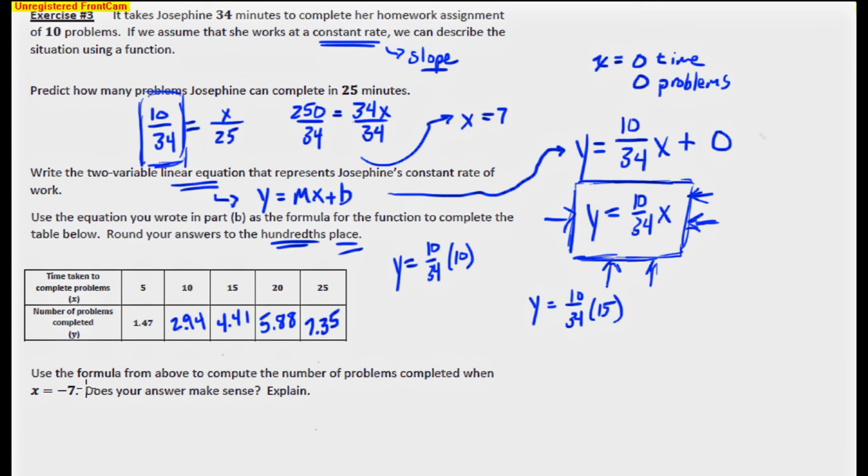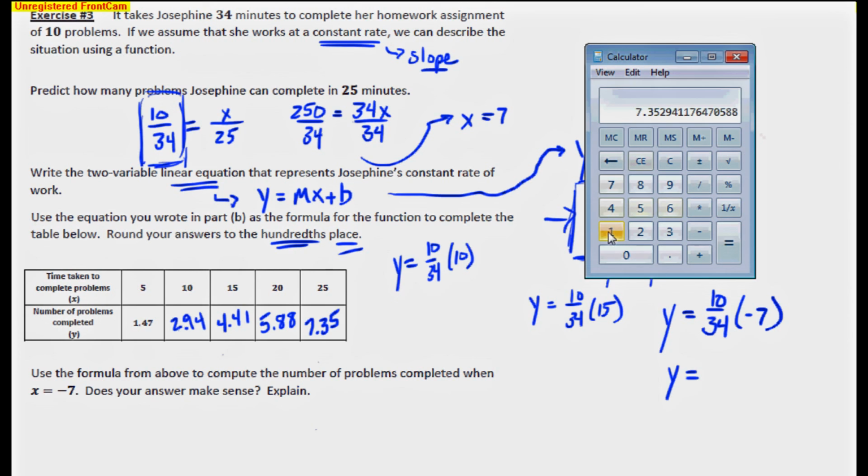This very last part says use the formula from above to compute the number of problems completed when x equals -7. And it also says, does this answer make sense? Well, when x equals -7, let's plug in a -7 there. All I have to do is multiply these two numbers together. So 10 times -7, that equals -70, and we're going to divide by 34. I get -2.06.